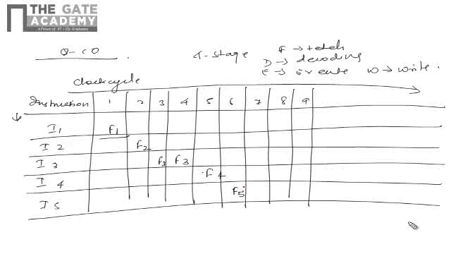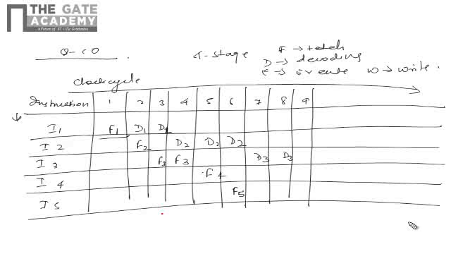Now for decoding, 2 cycles are required for I1, so there are 2 decode cycles. For I2, 3 decode cycles are there, so D2, D2 and D2. Now I3 will start from cycle 7 and requires 2 cycles for decode, so D3 and D3.